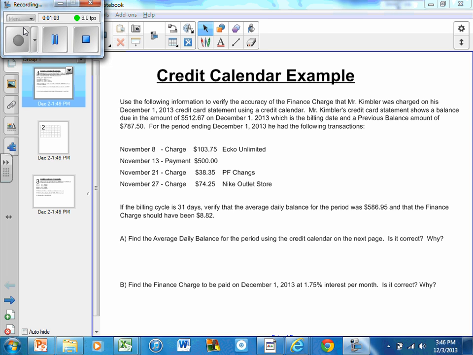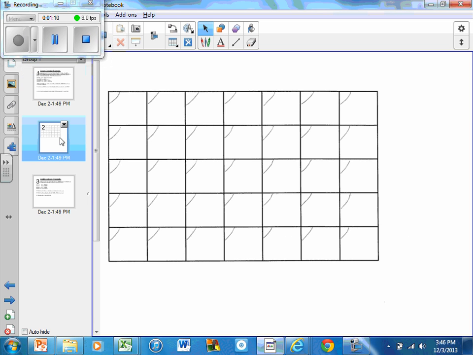So we're going to start by looking at the credit calendar and putting our dates into the credit calendar. And because we have the ending date, we're going to start and work backwards on our calendar. So we know that December 1st of 2013 is the first day of the cycle. So we're going to put a 1 in the last calendar date. We also know that the billing cycle was 31 days, so we're going to work backwards 31 days.